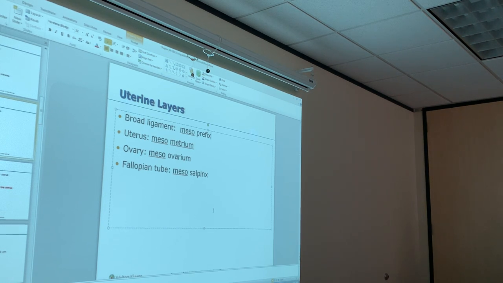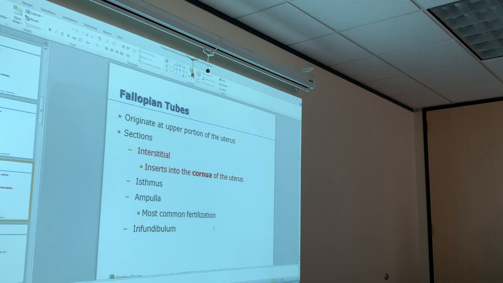Okay. Now, the fallopian tube originates at the upper uterus, so the interstitial is the first, from inner to outer. You have your interstitial. It is not in your book. You have to know it. That inserts into the cornua of the uterus. If you have an ectopic in that area, then you will have to have a hysterectomy. The isthmus is the same thing as the lower uterine segment.